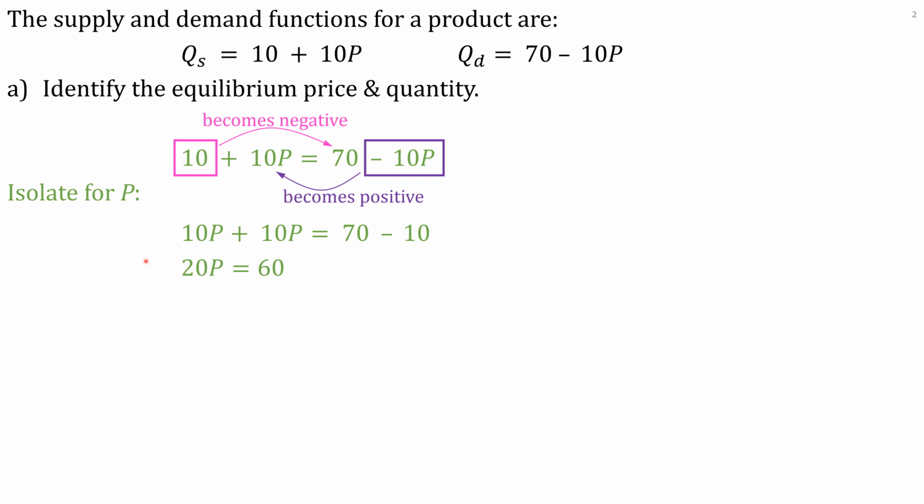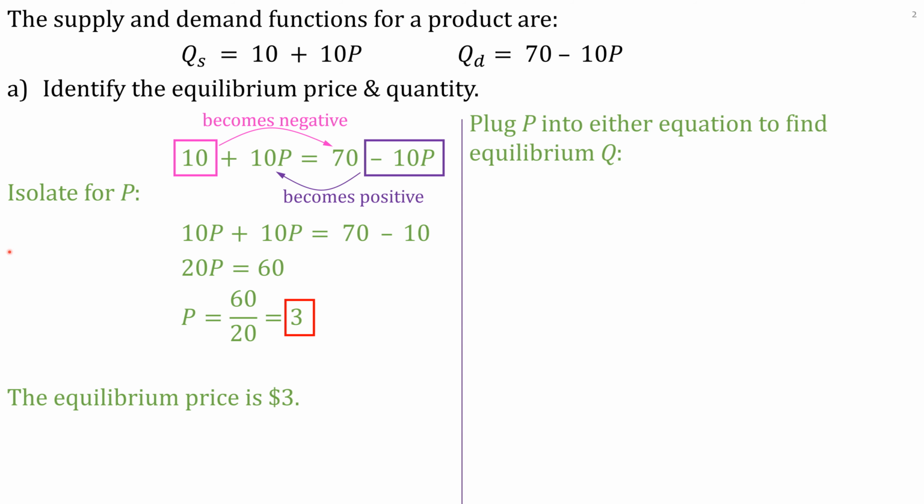Now if you want to find p, you have to get rid of this 20. So how do you do that? You divide this side by 20 and you divide the other side also by 20. So the left hand side becomes p, and then you get 60 over 20. Do the math, it gives you 3. All right, so you write a sentence saying what is the equilibrium price. It's $3.